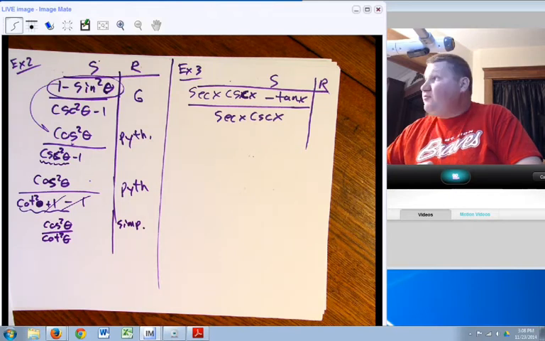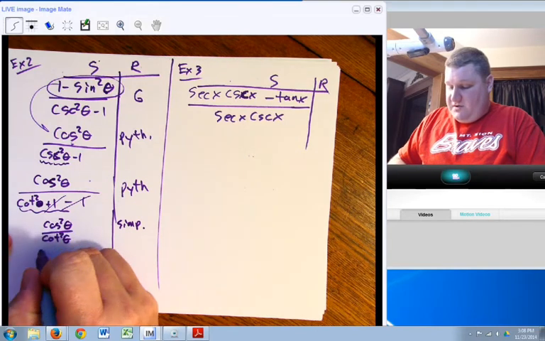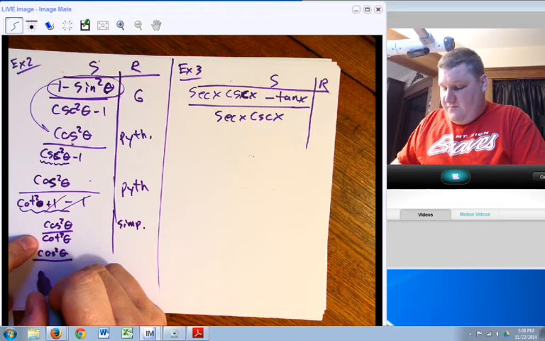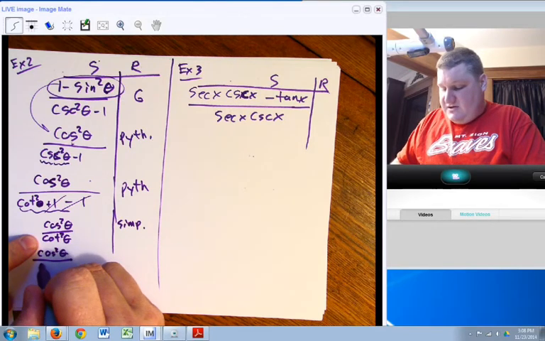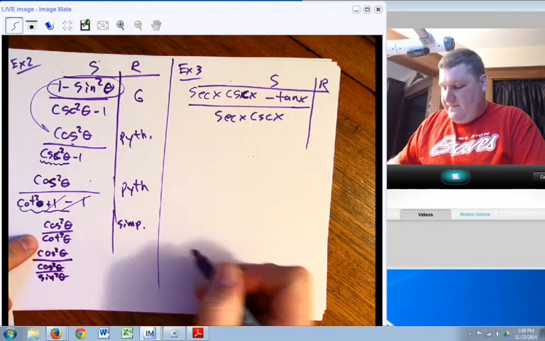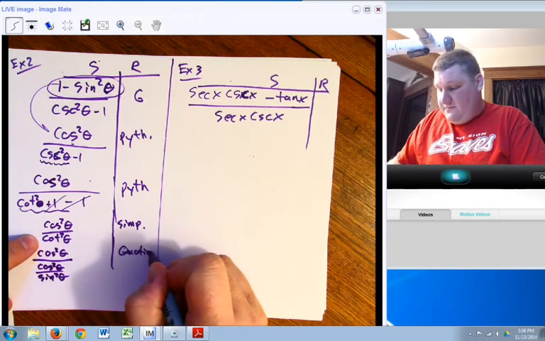Now, at this point, I have cosines and I have cotangents. So I probably ought to change things into sines and cosines. Well, cosine squared theta over, and this ends up being cotangent, that's adjacent over opposite. That is cosine squared theta over sine squared theta. That would be by the quotient property.